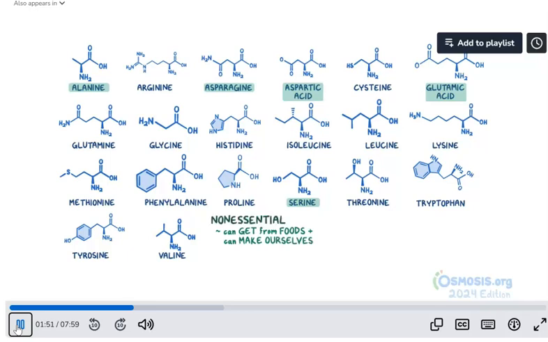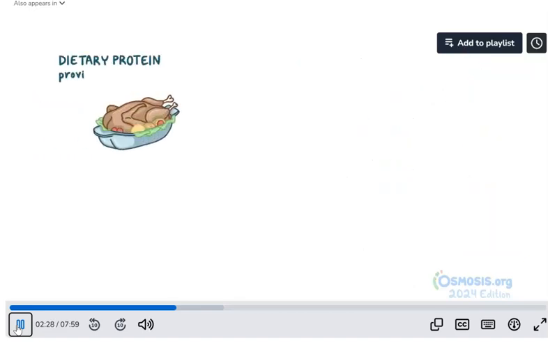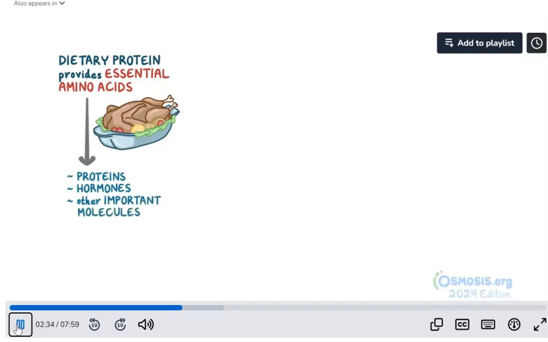These are called non-essential amino acids. Then there are 6 that we call conditionally essential because healthy bodies can make them under normal circumstances: arginine, cysteine, glutamine, glycine, proline, and tyrosine. But we can't make them in cases like starvation or certain inborn errors of metabolism. Finally, there are 9 of them that we can only get from food: histidine, isoleucine, leucine, lysine, methionine, phenylalanine, threonine, tryptophan, and valine. We call these the essential amino acids. Dietary protein provides the essential amino acids that are needed to make our own proteins, hormones, and other important molecules, a circle of life of sorts.